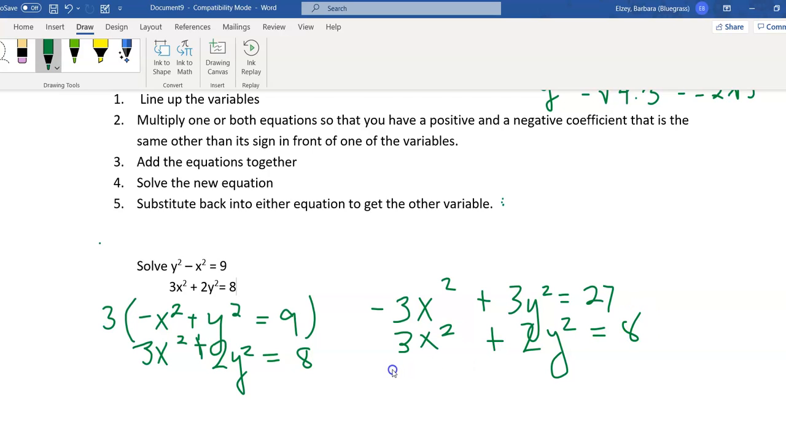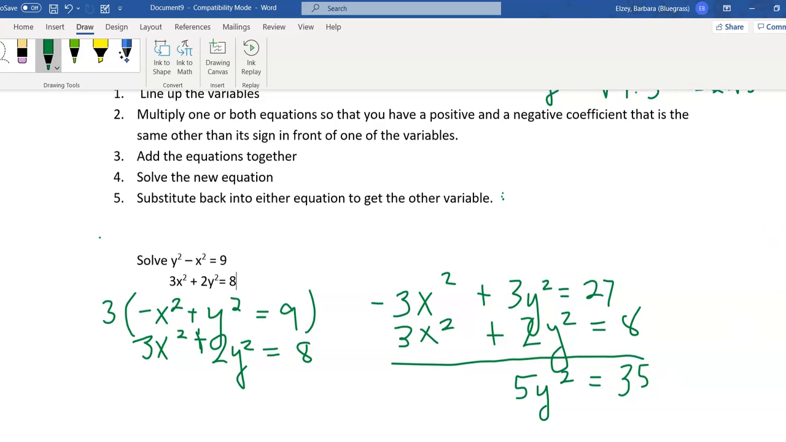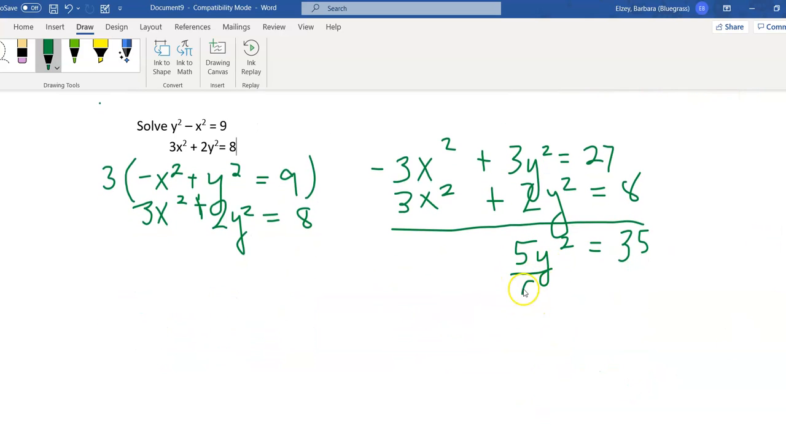And let's add them together. So now if we add them together, our 3x squared and our negative 3x squared cancels out. Here we get 5y squared. Over here we get 35. Now let's solve that. And dividing out the 5, we get y squared equals 7. And so y is the positive and negative square root of 7.